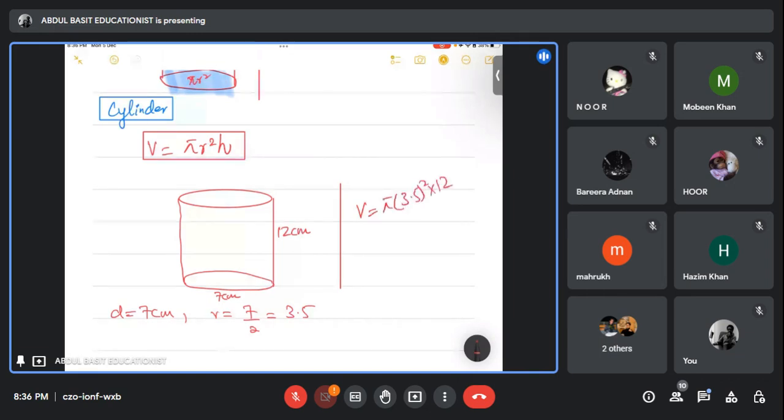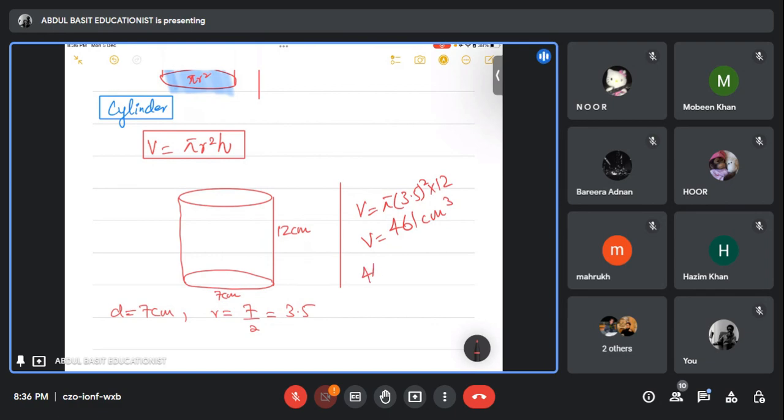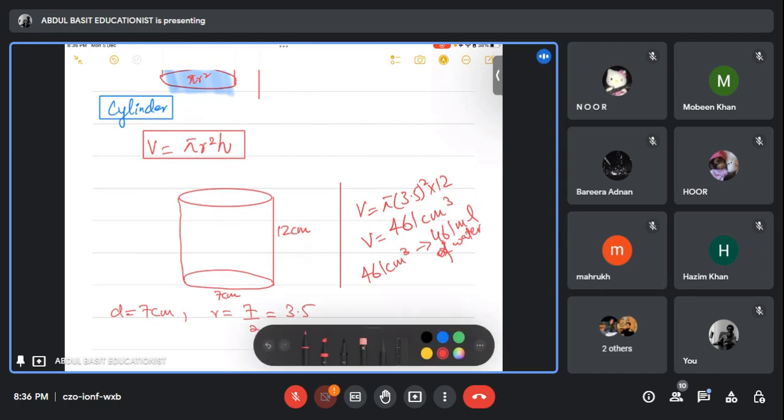So can anyone do this calculation for me? That is 3.5 squared times pi times 12. According to my calculator, it is 461 centimeter cube. 461 centimeter cube means 461 ml of water. That's the capacity of this glass. So that is the reason we need these things. Volume, as I said, is the capacity.